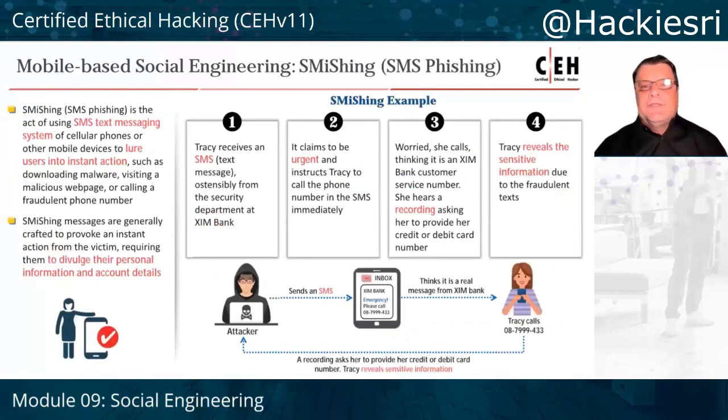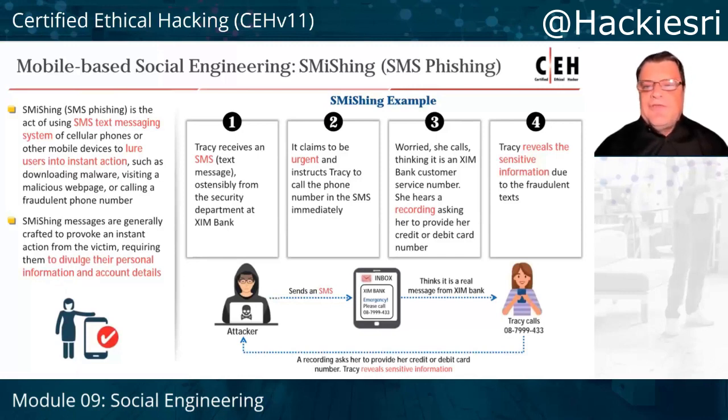Mobile-based social engineering, smishing, SMS phishing. In smishing, SMS phishing, this is the act of using SMS text messaging systems of cellular phones or other mobile devices to lure users into instant actions, such as downloading malware, visiting a malicious web page, or calling a fraudulent phone number. Smishing messages are generally crafted to provoke an instant action from the victim, requiring them to divulge their personal information and account details and, for example, their PINs.